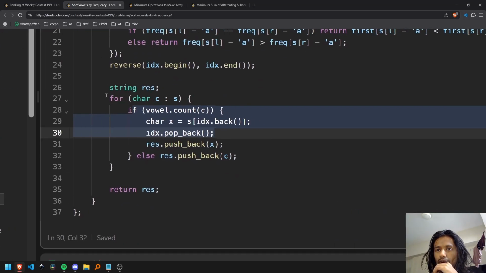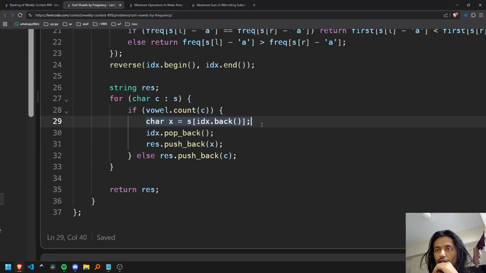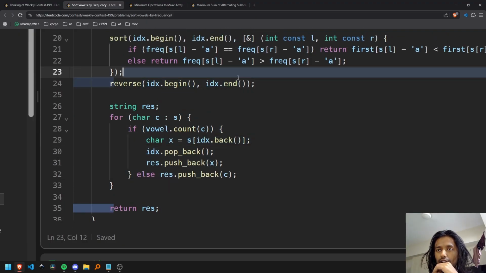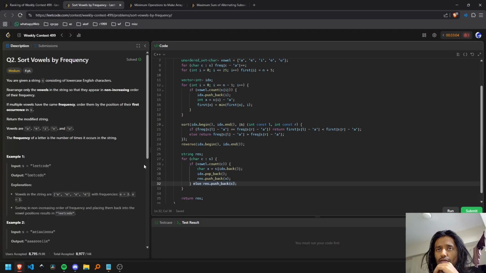And now simply when I'm iterating in the forward direction, I look at the last element. Since I've reversed it, it is technically the first one, and if it's a vowel, I'm doing this replacement, else I'm just pushing it back. So this was Q2.